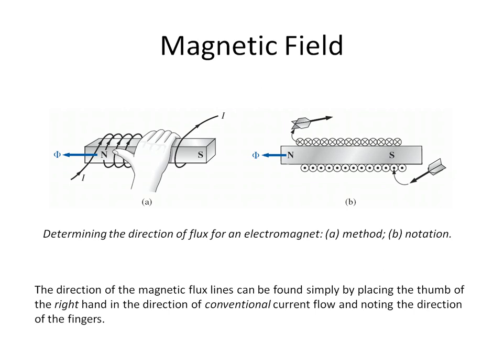The direction of the magnetic flux lines can be found by simply placing the thumb of the right hand in the direction of conventional current flow and noting the direction of the fingers. Notice that the thumb points towards the North Pole, and the lines of flux are traveling out of the North Pole and go around and come back in at the South Pole.